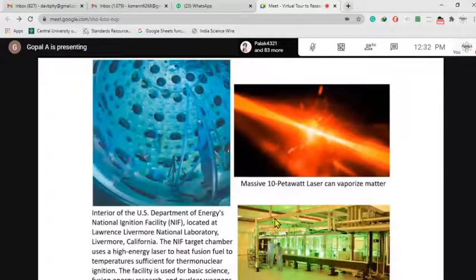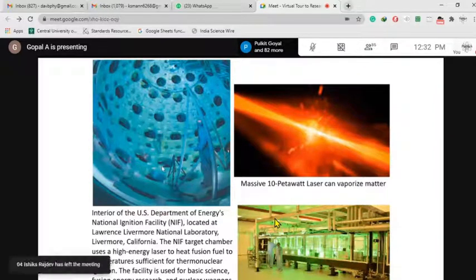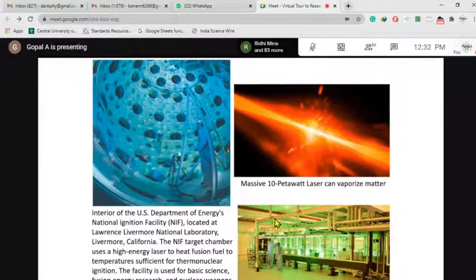Right? On the other end, you have huge facilities. For example, this is inside of a huge national facility. They have a very high intensity laser which is used for igniting a fusion cell, right? Where the temperatures are sufficient for thermonuclear ignition. So this is being used currently in the US as a facility for basic research as well as for testing different device applications or for defense purposes.